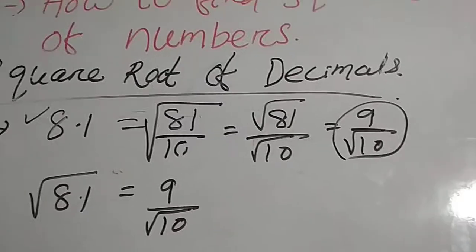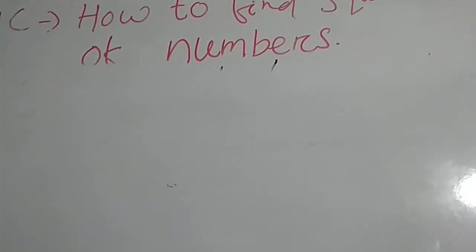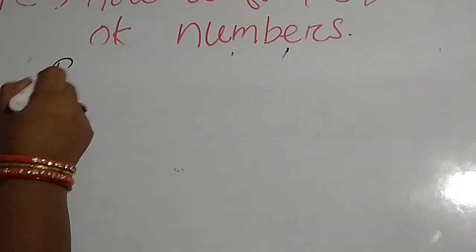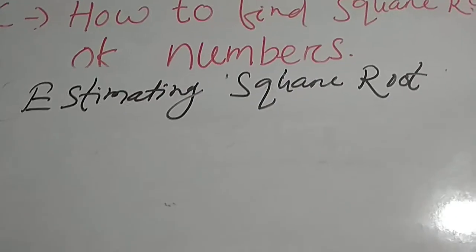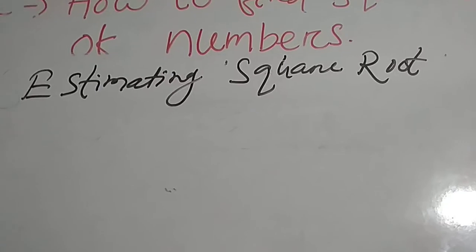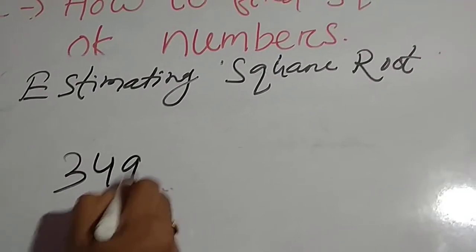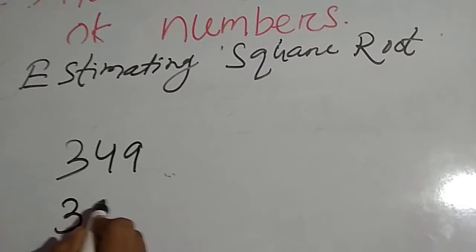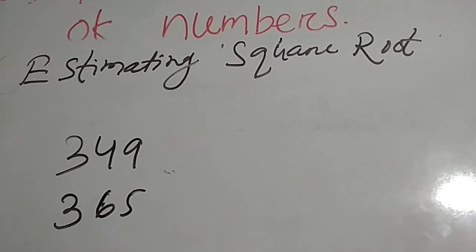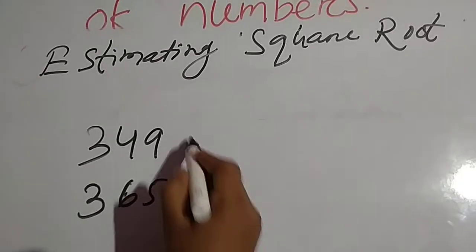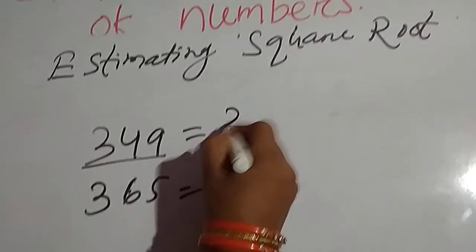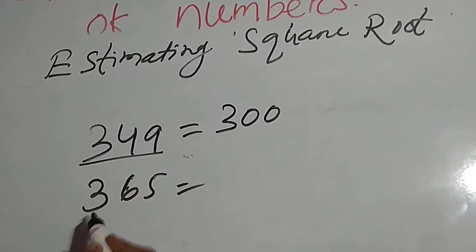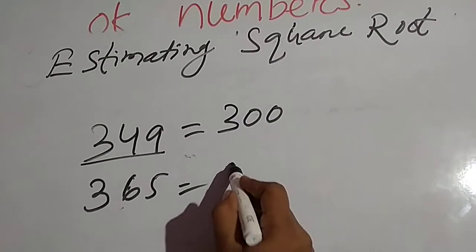Okay. So next topic is estimating square root. What is estimating square root? First you should know what estimating numbers is. We know that, suppose 349 and 365. You estimate to the nearest 100, means we find the nearest 100. 349, the nearest 100 is what? 300. And 365 is nearer to 400.